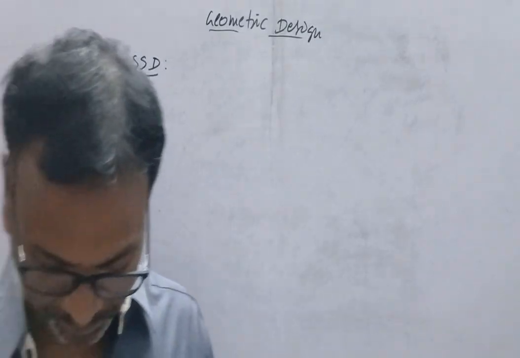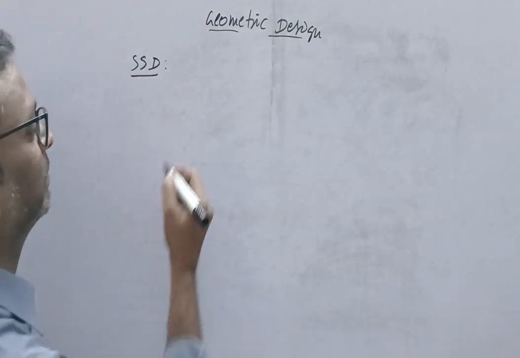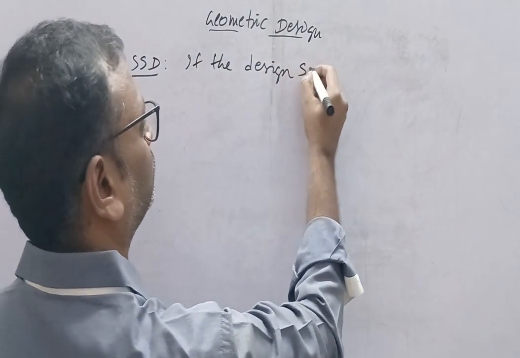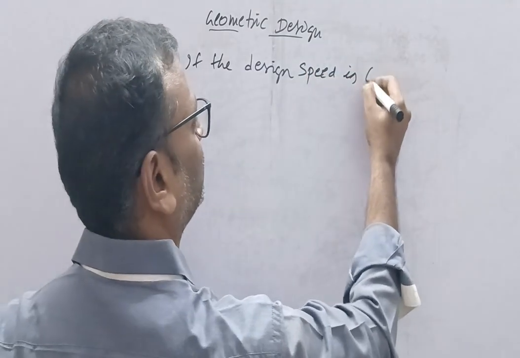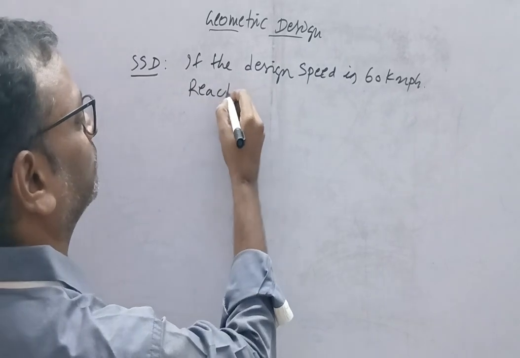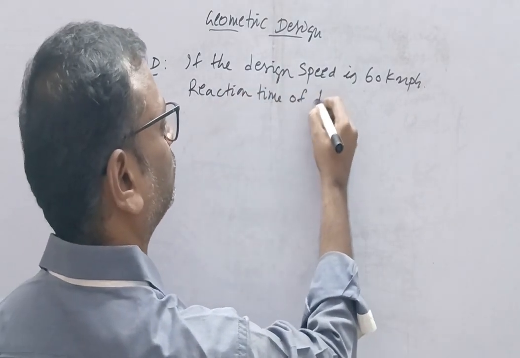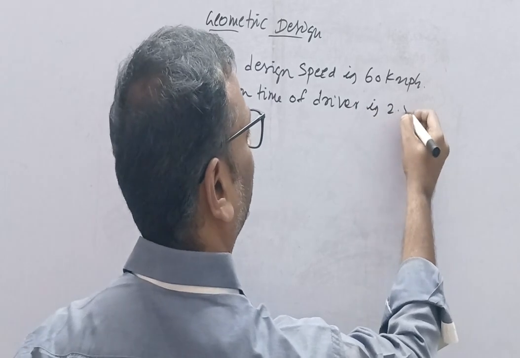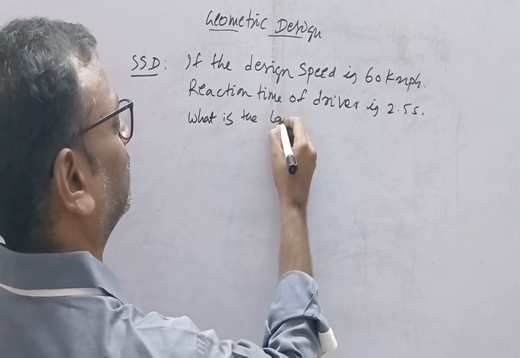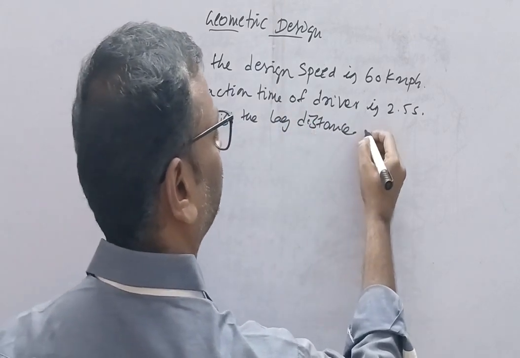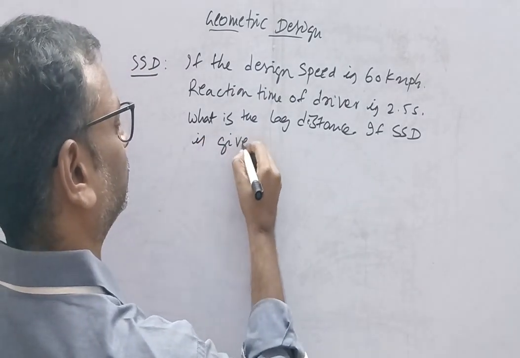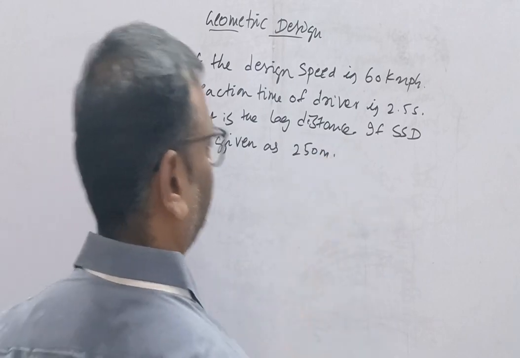I'll give you a simple question. If the design speed is 60 km/h and the reaction time of drivers is 2.5 seconds, what is the lag distance if stopping sight distance is given as 250 meter? So this is the question.